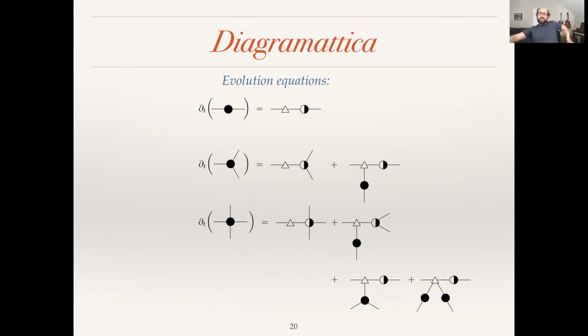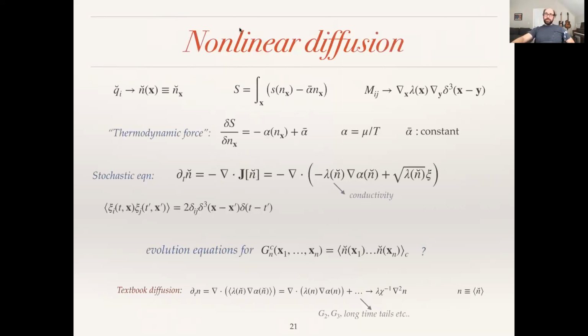All right, and now with this diagrammatic approach, one can write the evolution equations in these nice diagrams, and this is useful to go to higher orders and loops and whatnot. So now one can apply this to the problem of nonlinear diffusion. I'll just skip the details, but this is basically taking the equilibrium limit.